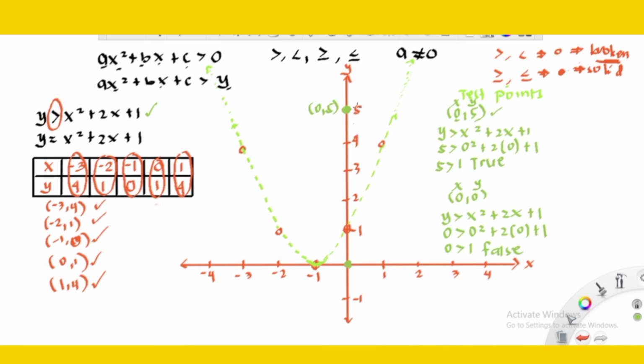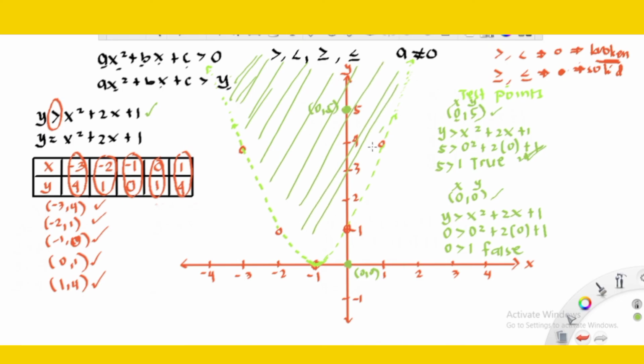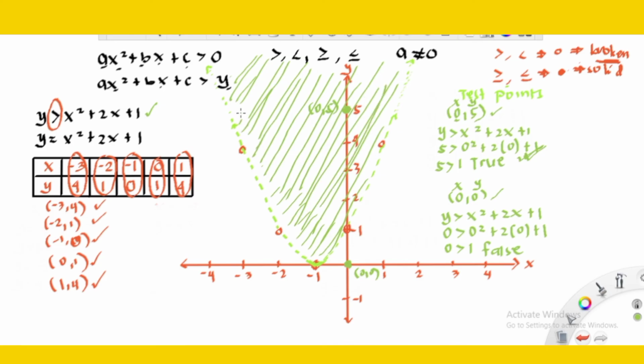So, again, kumuha tayo ng test points. Isang point sa loob, ito yung (0, 5). Isang point sa labas, this is (0, 0). Saan tayo nag-true? Dito sa loob. Ibig sabihin, yung region sa loob, yun ang ating shade. So, we will shade this. Ayan. Ibig sabihin, lahat ng mga points na nandito sa loob na region ay mga solutions. Okay? Lahat ng points na nadaanan ng shade natin ay solution.